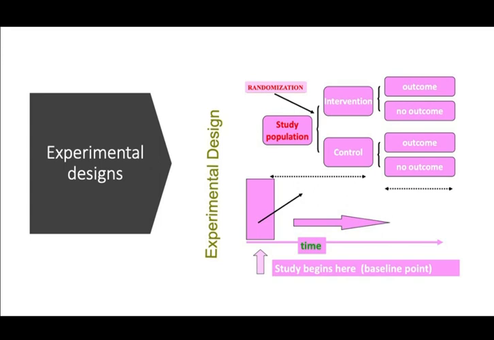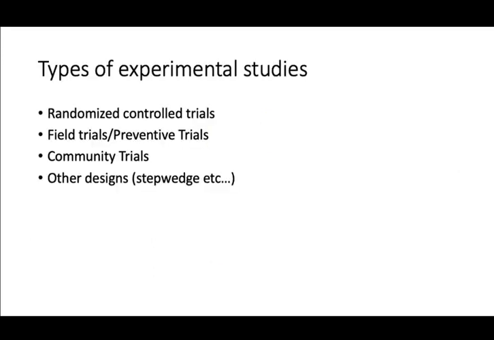Now, let's go to experimental study design. Again, shown on your screen is a representation of an experimental design. There are different types of experimental studies. We have randomized controlled trials, field trials or preventive trials, community trials, and other new study designs such as the stepped wedge clinical trials. But I think randomized controlled trials is the most famous among these different study designs.